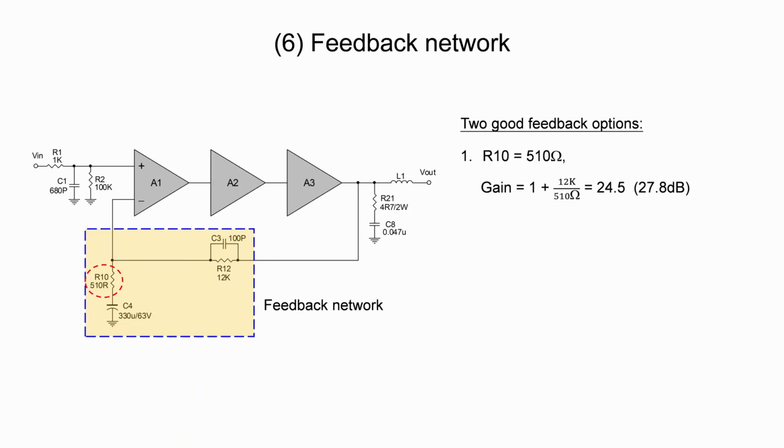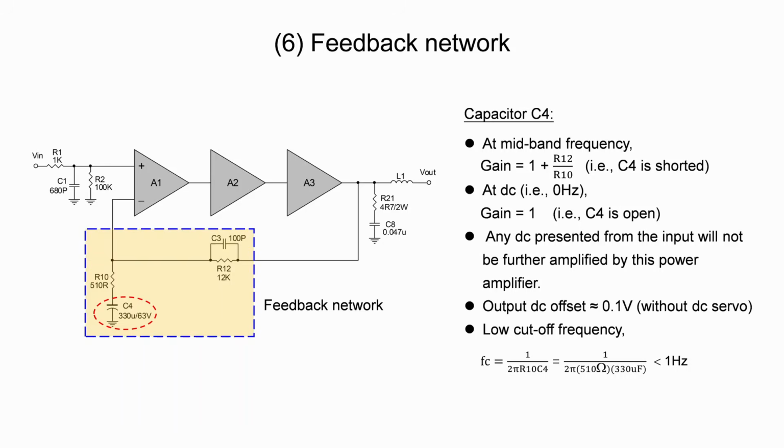I have found two feedback values I like for this power amplifier. One is to pick 510 ohms for resistor R10. It produces voltage gain 24.5. The other one is to pick 560 ohms for resistor R10. It produces voltage gain 22.4. This gives slightly higher feedback to the amplifier than the case of 510 ohm. If you have the chance to build this amplifier, try these two feedback values and let me know which one you like better. Capacitor C4 is also an important component.